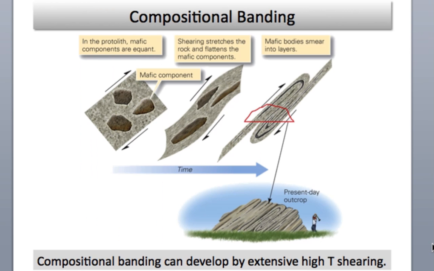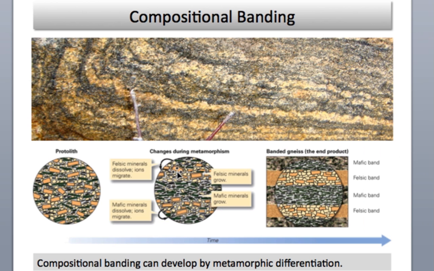And then how does this banding occur? So here we have maybe a rock with some mafic components in it, some mafic minerals. So the mafic minerals get stretched out along with the rest of the rock, and the mafic minerals seem to differentiate into these darker layers, right? So you get this compositional banding with shearing. Chemical reactions occurring here, moving felsic minerals into the light colored bands, moving mafic minerals into the dark colored bands. So that's that metamorphic differentiation.